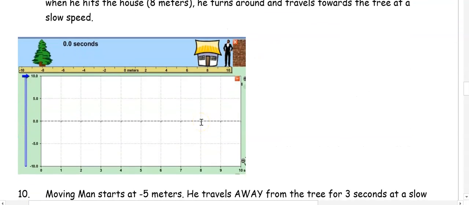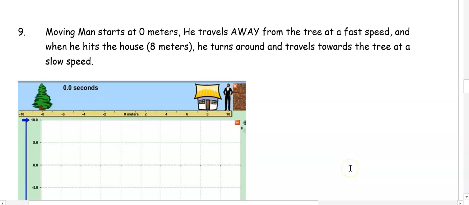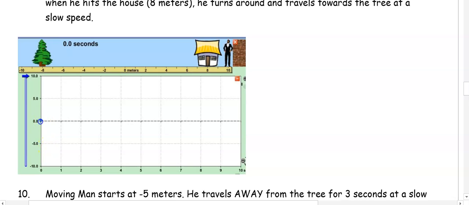So at number 9, the moving man starts at 0 meters. He travels away from the tree at a fast rate. So if the tree is at -8, he's moving away from the tree, so we want to go towards positive numbers until he gets to 8 meters. And then he goes towards the house at a slow rate until he gets to the house.